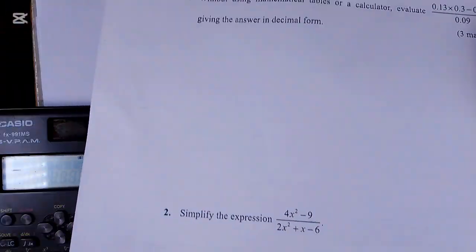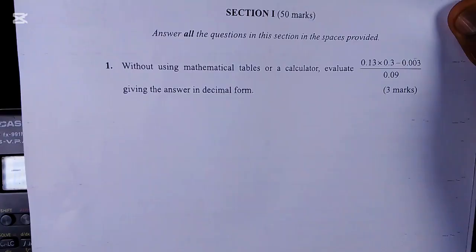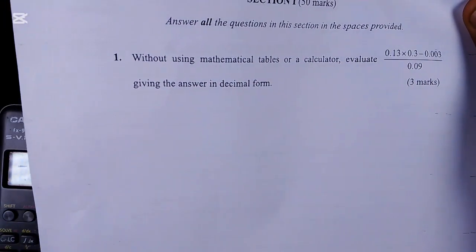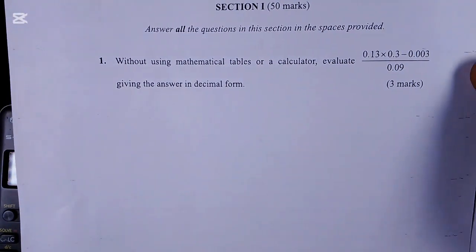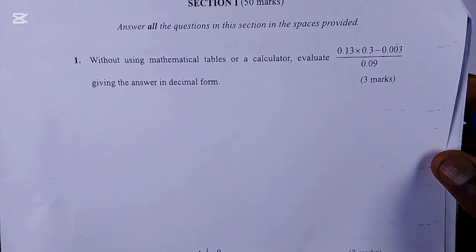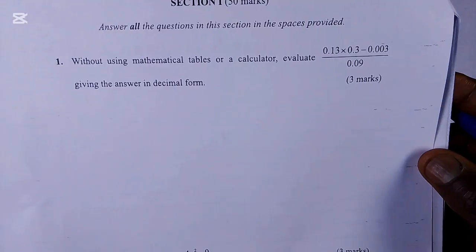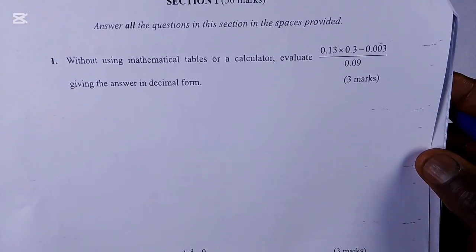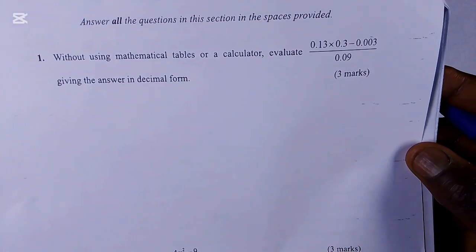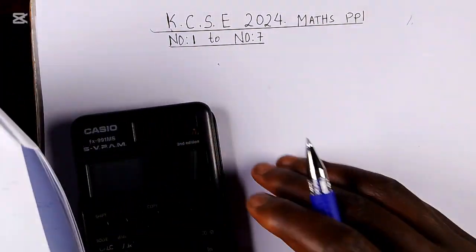So the first question in section 1 of this paper, this is the question. I'll just be displaying the question, then I'll do the solutions on the blank space on a plain paper. So the question reads: without using mathematical tables or a calculator, evaluate 0.13 times 0.3 minus 0.003 over 0.009. Give the answer in decimal form. So quickly, we will solve that question together.